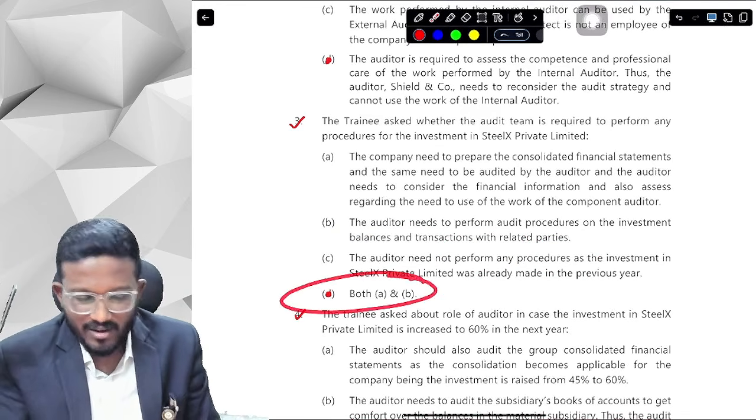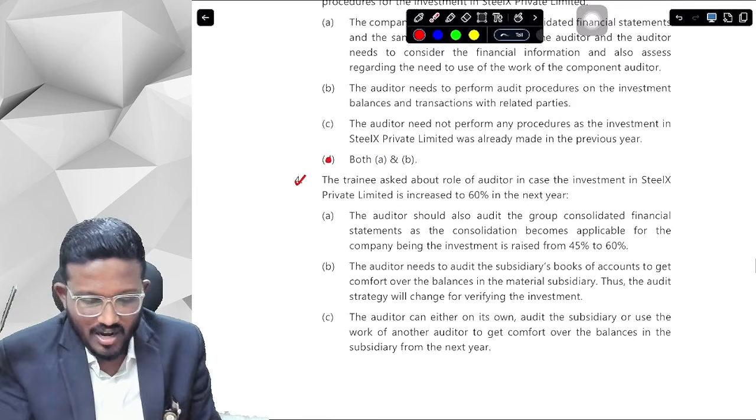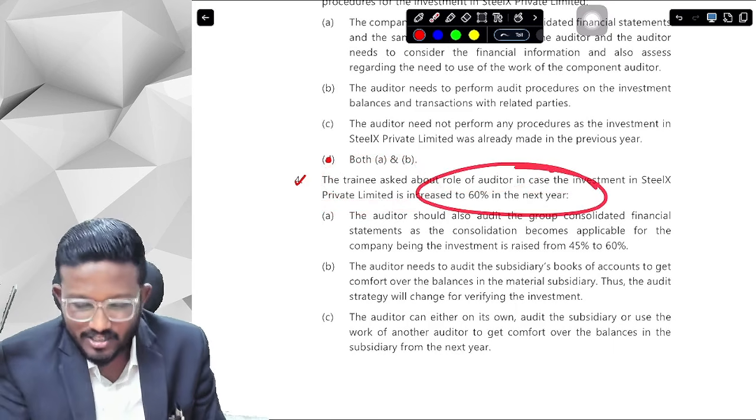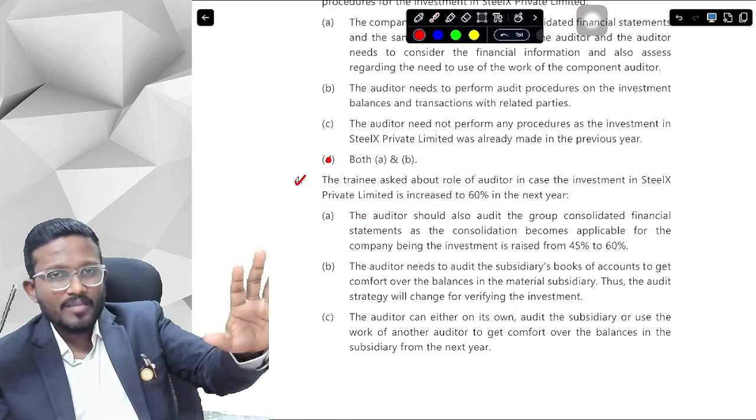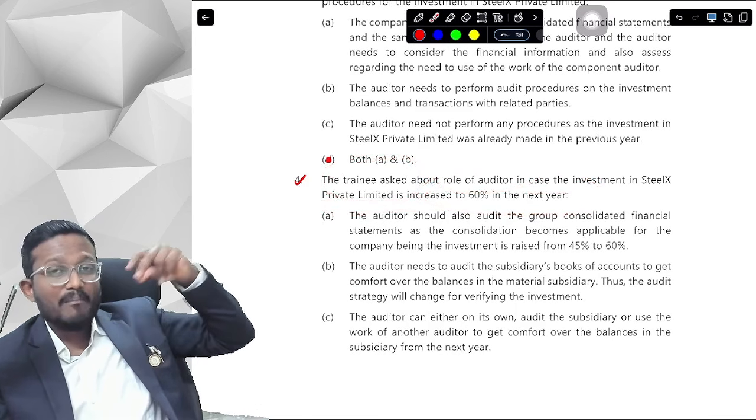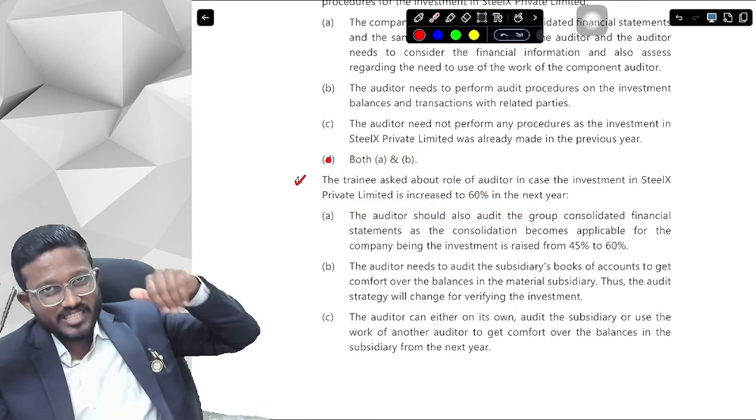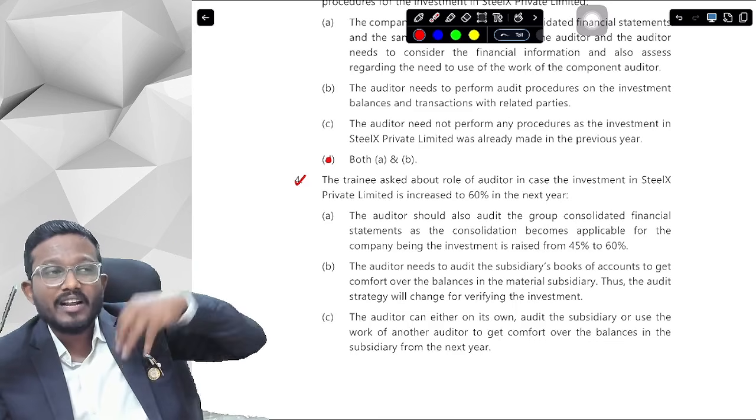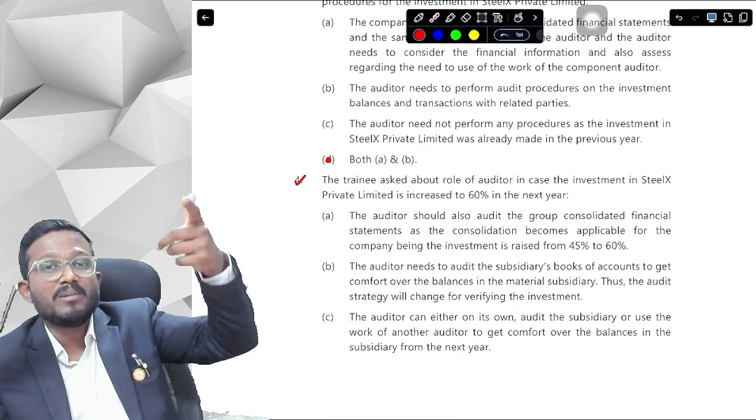So both A and B will be correct. Okay, yes sir. Next is what the trainee asked about the role of auditor in case the investment in Steelex Private Limited is increased to 60% in the next year. Previously we were holding 45%, but it was already our subsidiary and we already prepared the CFS. Now the question is what is the role of auditor if we increase the investment from 45% to 60%.